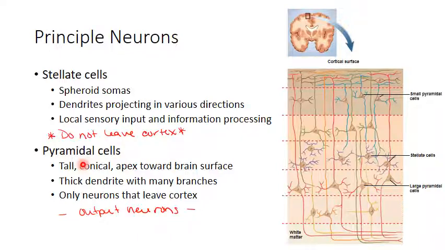Okay, so we again are going to talk about our pyramidal cells. I just wanted to point out that we have our stellate cells that do not leave the cortex, and they're involved in passing information within the cortex region. And then we have pyramidal cells, which are going to carry information from structure to structure within the brain or out to the spinal cord.